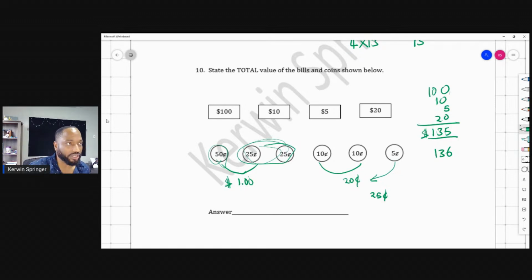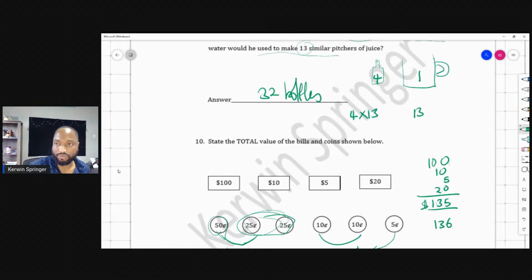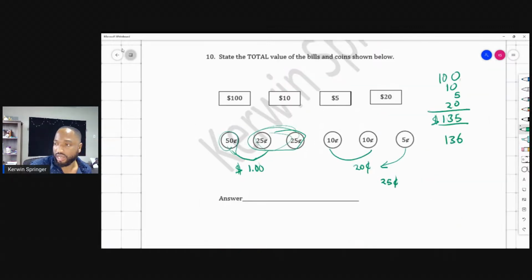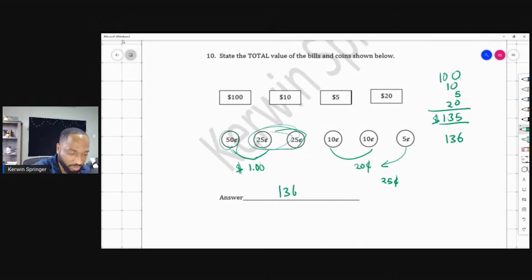Did I make a mistake in 52 for number 9? Yeah, 4 times 13 is 52. But somehow I wrote 32. Okay, but I think I said 52. Interesting. So $136.25. That's why I need to be locked in the zone.